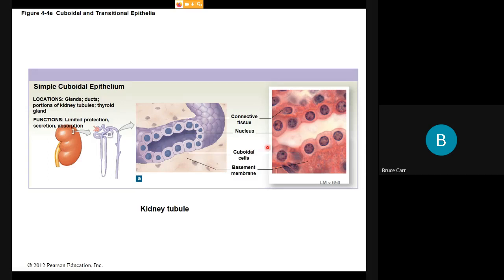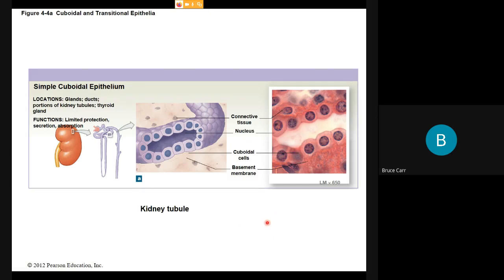Now over here, this drawing really helps us interpret this. What we've done is cut into a tube. Here's the lumen shown as a white space. And here's the simple cuboidal epithelium forming one tube. But right next to it, as we see in the kidney, is a part of the next nephron. So it kind of looks like solid tissue. There is connective tissue between it, but this section doesn't show it well.